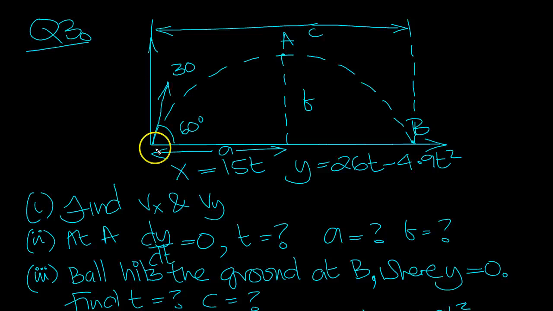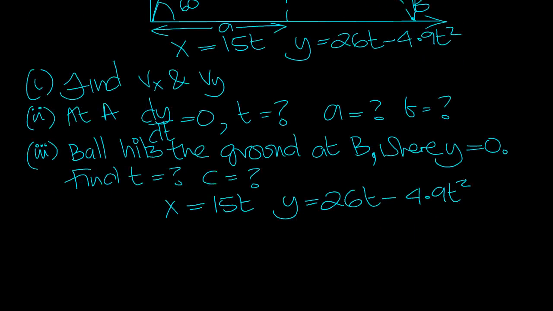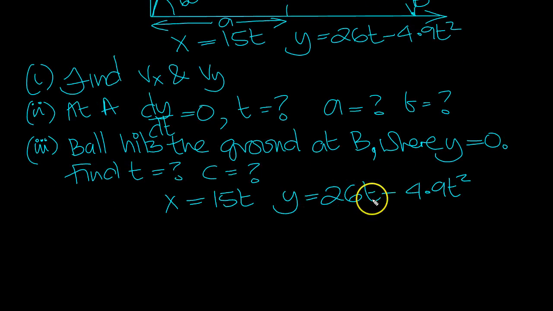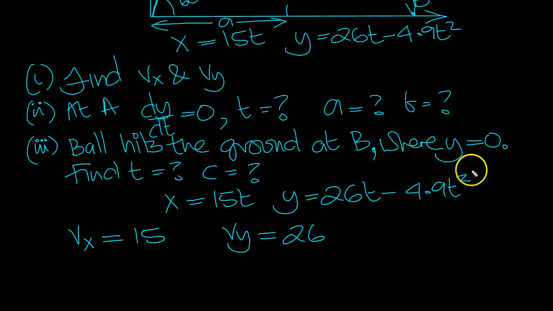Here's the problem then. The ball is thrown. These are the horizontal component of distance as a function of time and the vertical component, the xy position at time t. Find the velocity in the x direction and in the y direction. So Vx is dx/dt, differentiate and you get 15, and Vy, d/dt of 26t, and then the 2 comes down, minus 9.8t. So there's Vx and Vy.